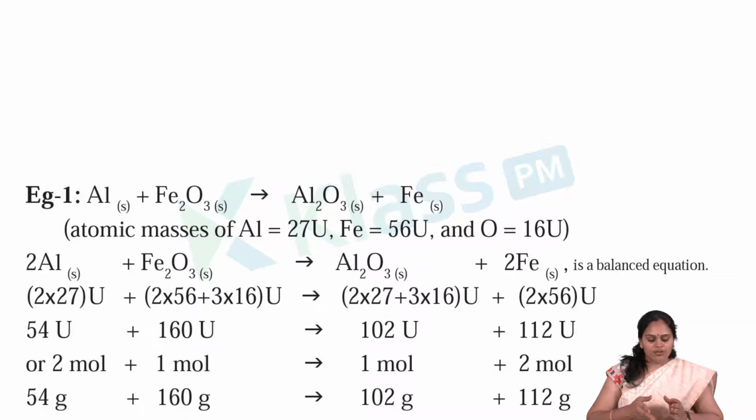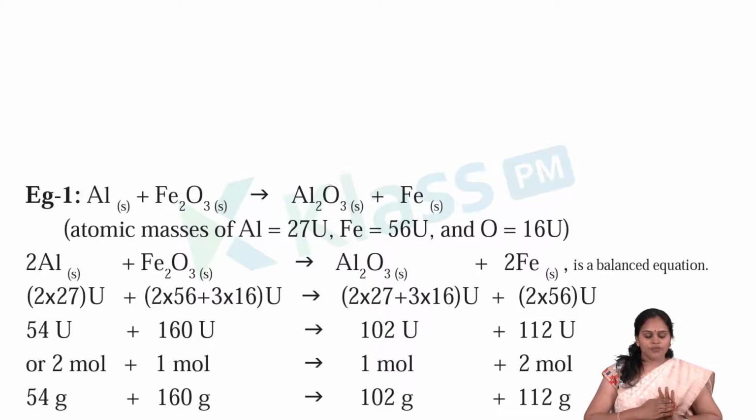In the same way, Fe2O3: O is having 16, Fe is having 56. Fe2, 2 iron atoms are there. So 2 into 56 plus 3 into oxygen, that is 16 units. It will give you the units of participants or reactants in the equation. On the right side, that is the product side, Al2O3: what is the unit mass of aluminium? 27. How many aluminiums are here? 2. That is 2 into 27 plus 3 into 16, which gives the units of product released.